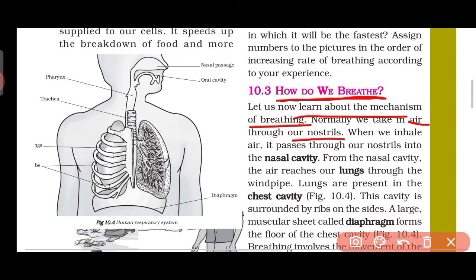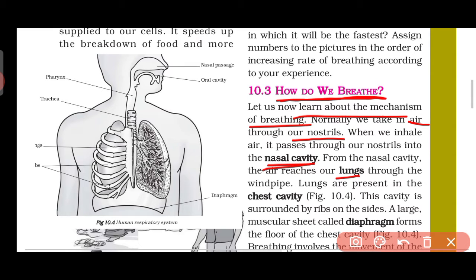When we inhale air, it passes through our nostril into the nasal cavity. What is the nasal cavity? The holes are called nostrils, and the cavity inside our nose, you can feel, has small hairs also. That cavity is called the nasal cavity. From the nasal cavity, the air reaches the lungs.